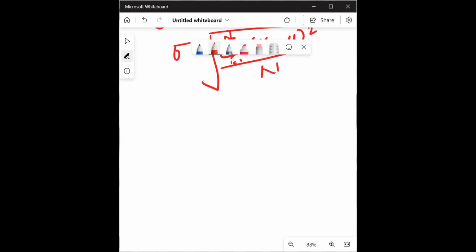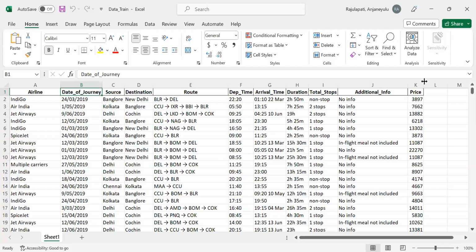Yes. In my screen, what can you see? Whiteboard only, right? Some formulas we can see. Yeah, theoretically, whiteboard. Okay, fine. Now you can see my Excel.